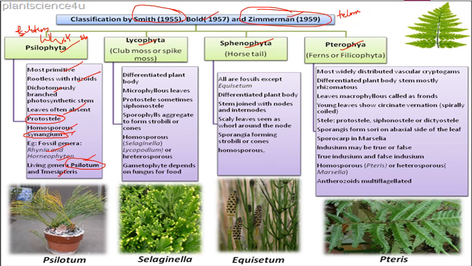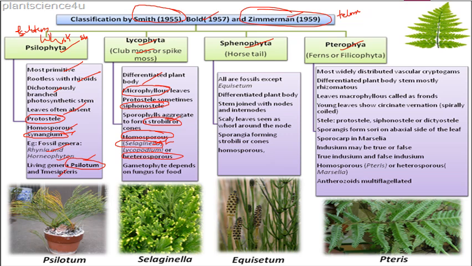Then Lycophyta, commonly known as club mosses or spike mosses, and here there is differentiation of plant body, and leaves are small, so these are microphyllous leaves. Stele is sometimes siphonostele, and sporophylls aggregate to form strobili. इसमें जो spore producing organs हैं, they are strobili or cones. Mostly these are homosporous. Here Selaginella is an exception from this genus, heterosporous.